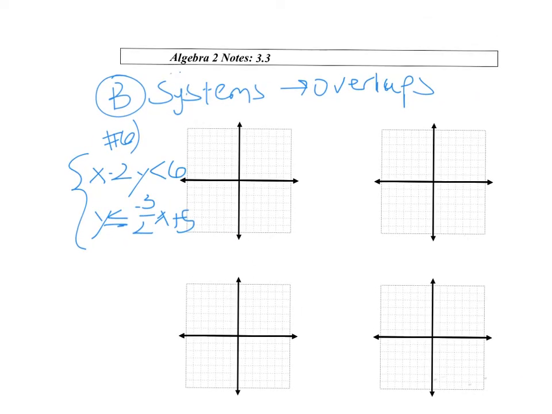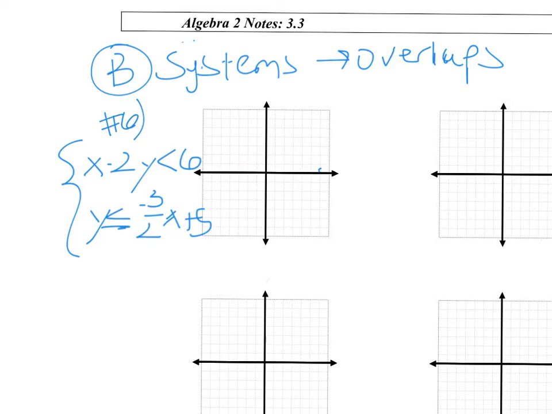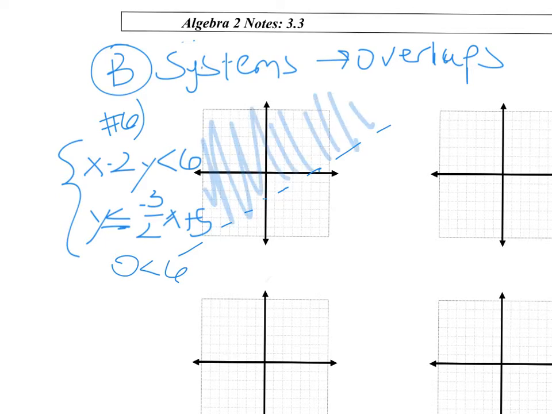Let's graph the first one. So let's graph using the intercept method. x would equal what if we covered up the y part? 6. Is that 6? 1, 2, 3, 4, 5. Yeah, 6. Okay. Now let's cover up the x, and what would y be? Negative 3. Good. And this is a dashed line. Be careful. Dashed line. And then on this one, because it's in standard form, I would choose the point 0, 0 and test it. And I get that 0 is less than 6, which is true. So I would go to here, and I would shade all of this.